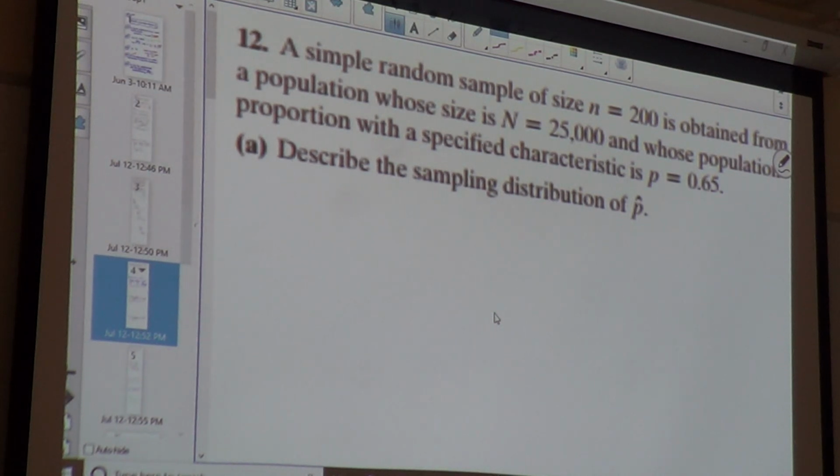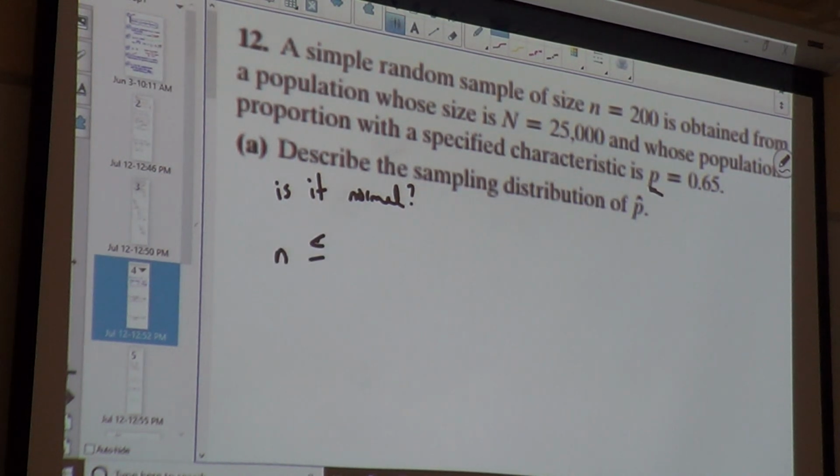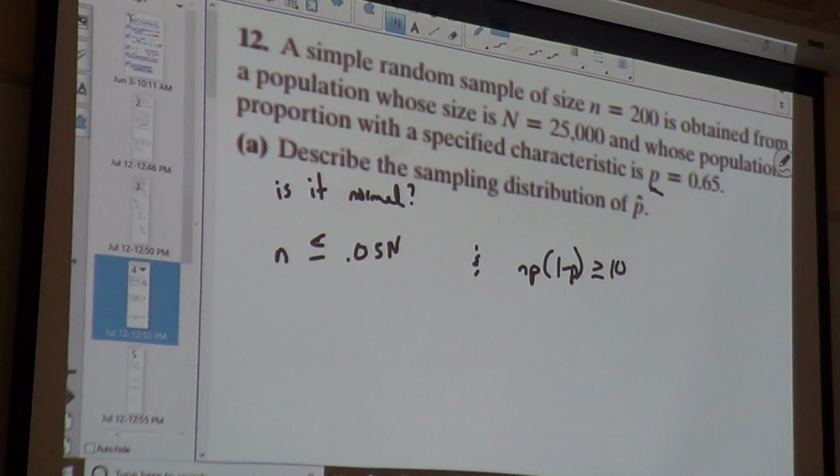So we want to know, is it normal? That's the first thing we're going to ask ourselves. Because it's talking about P, the two things we're going to ask ourselves are, is n less than or equal to 0.05 big N? And is np(1 minus p) greater than or equal to 10? So those are the two things we want to know about.